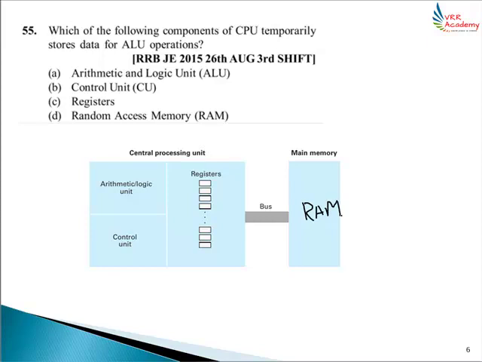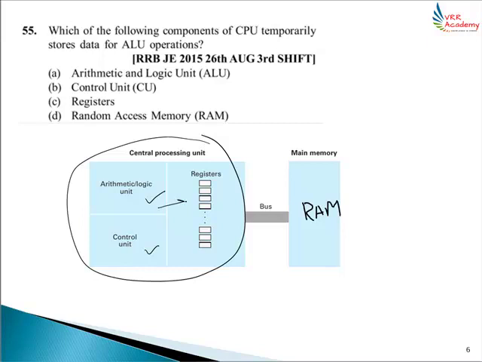So this is the RAM, and we have the central processing unit, that means your CPU, your processor. Here we have the arithmetic and logic unit and the control unit. Whatever data is produced by the ALU will be stored temporarily in the registers. Registers are the component used by the CPU to store the data temporarily. Now you can see the answers here.